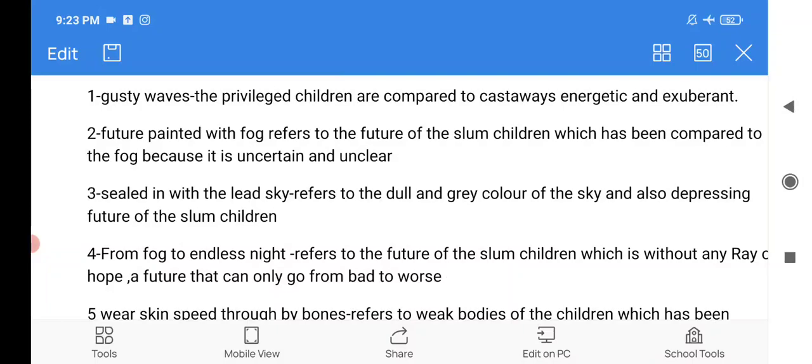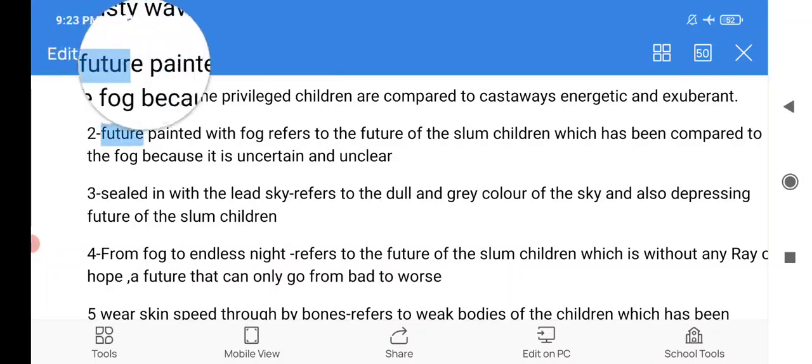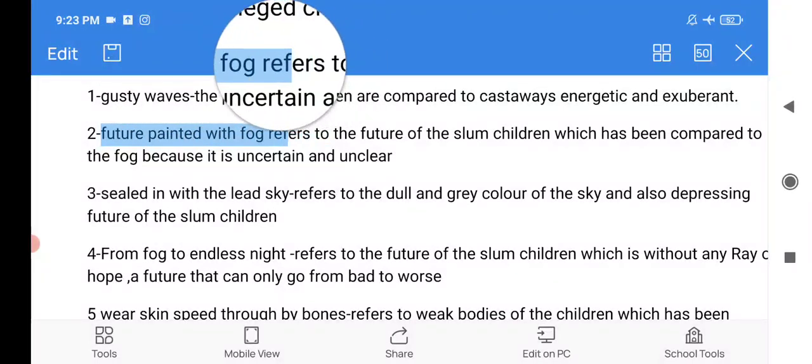And they're also energetic and exuberant because these children have faces like unlike the usual children. So that is why they are compared, right? So these children, they are not energetic and exuberant, and gusty waves means the privileged children who are educated and energetic and exuberant. And then we have future painted with fog.